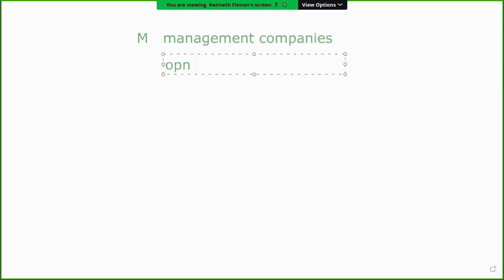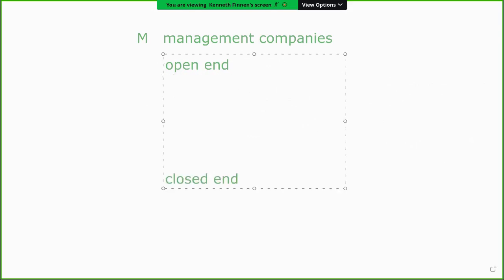Open end. Don't write the close end down. I'm just doing it here. Don't do that yet until we fill this stuff in. So open end is a mutual fund. So I'm going to erase this. I just want to make sure that you know that's one of them. Okay. Open end is a mutual fund.